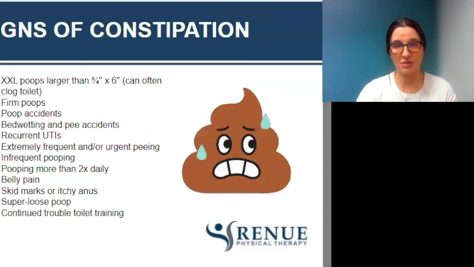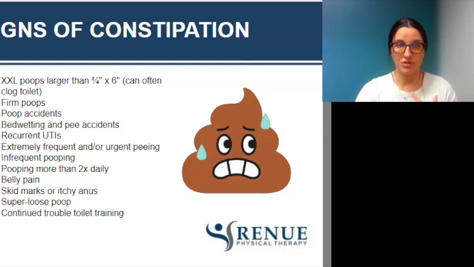So, signs of constipation. A huge note here is that pooping frequency isn't necessarily what determines constipation. It's also incomplete emptying, because you can have a kid that poops every day a couple times a day, but if they're only getting a couple nuggets out each time, there's still poop building up in there. Other signs of constipation are extra large poops that can often clog the toilet.